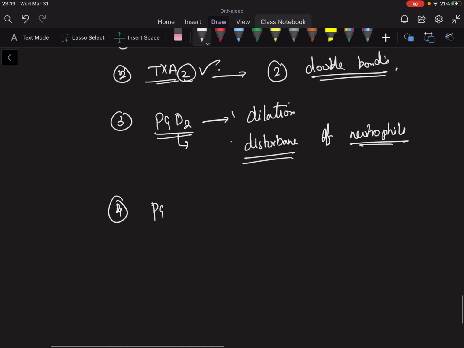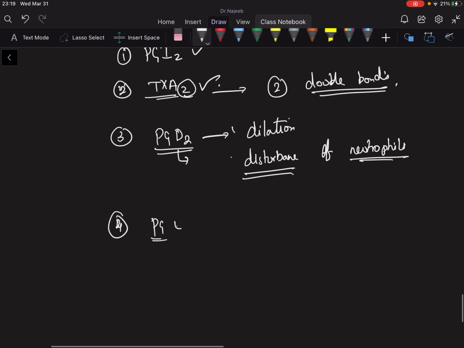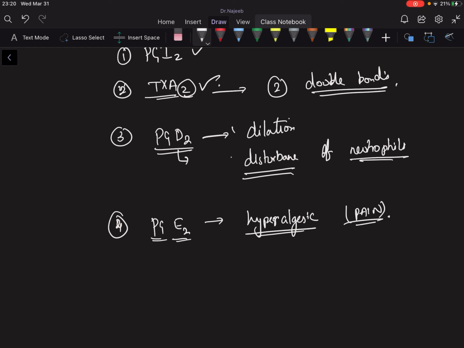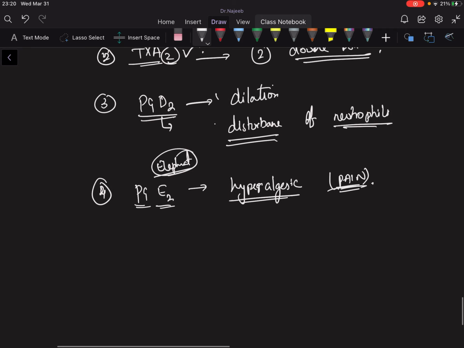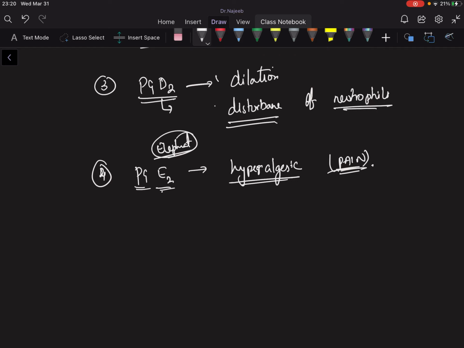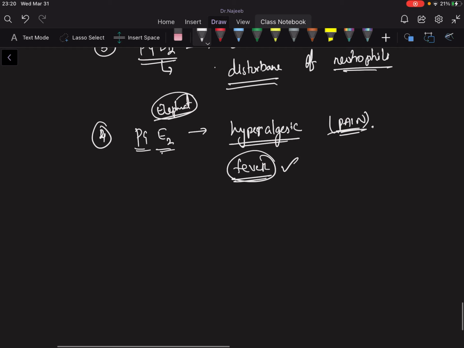next we will talk about prostaglandin E2. Prostaglandin E2 is a hyperalgesic. What is meant by that? It induces pain. How to remember this? E for elephant, right? Elephant causes pain. So prostaglandin E2 causes elephant pain. Okay, not only that, it also causes fever. So that was about prostaglandin E2.